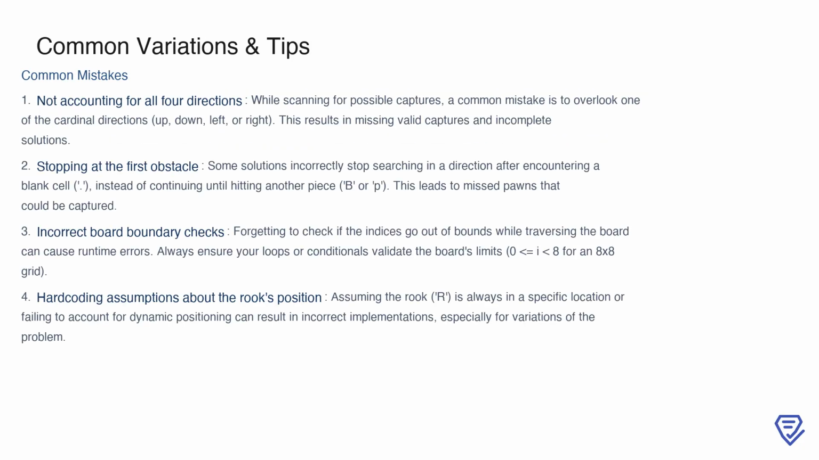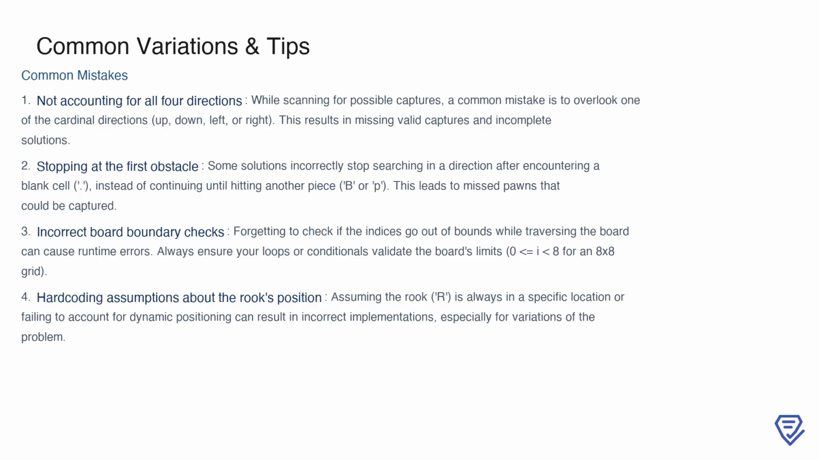When solving this problem, there are several common mistakes to watch out for. First, it's crucial to account for all 4 cardinal directions, up, down, left, and right, when scanning for possible captures. Missing even one direction can lead to incomplete solutions and missed captures. Another frequent issue is stopping the search in a direction as soon as you encounter a blank cell, represented by a dot. Instead, you should continue scanning until you hit either a bishop or a pawn, as there might still be valid captures beyond the empty spaces.